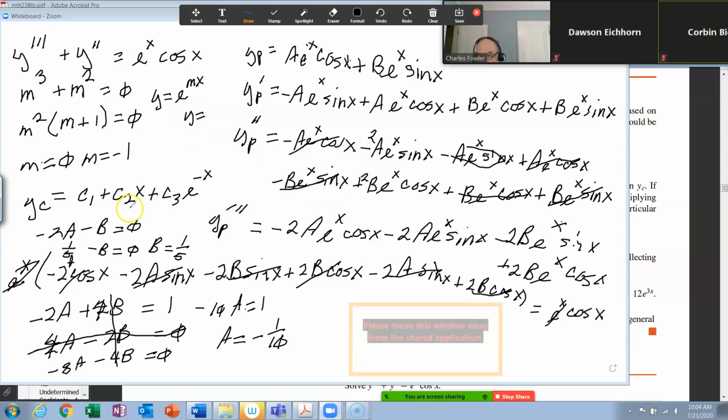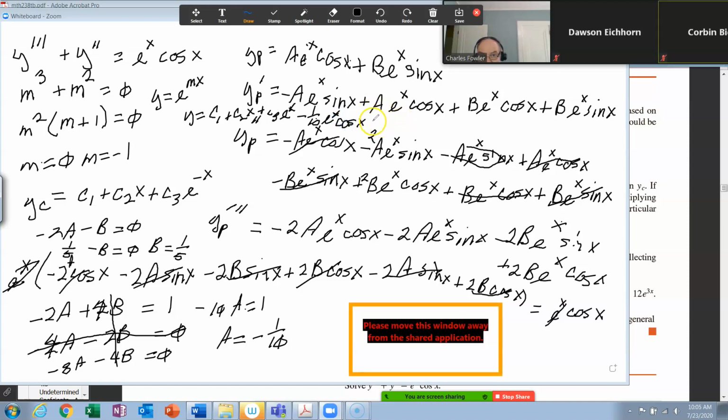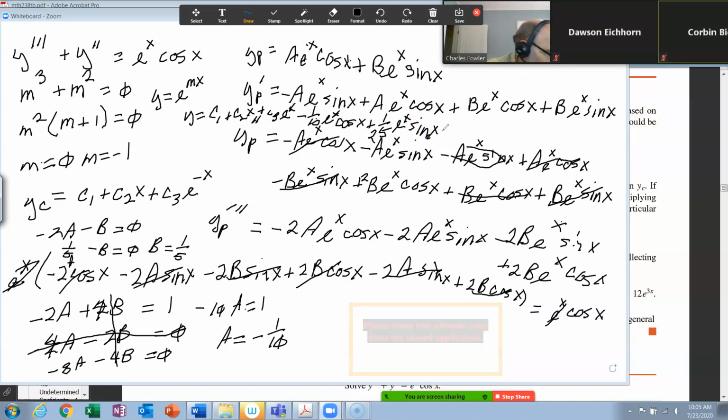y is equal to, we don't have these yet, so let's just write those down, C1 plus C2x plus C3 e to the x. That's your characteristic solution, plus, or actually it's going to be a minus 1/10, because that's what the a was, e to the x cosine x plus 1/5 e to the x sine x. Done. Okay, let's see how the book did.